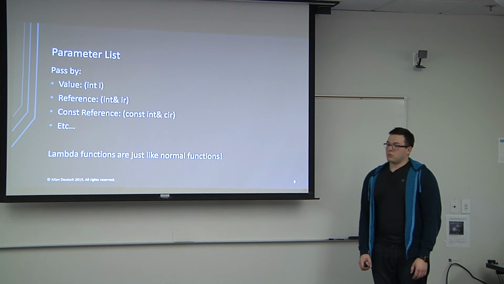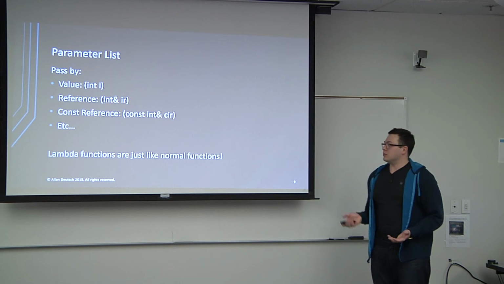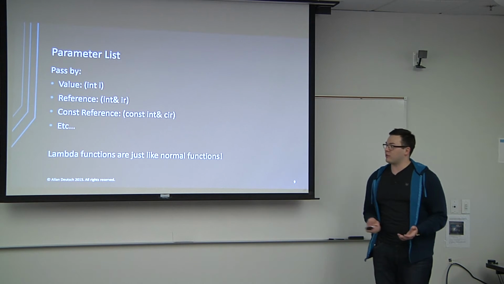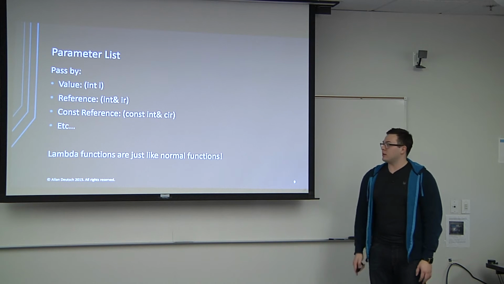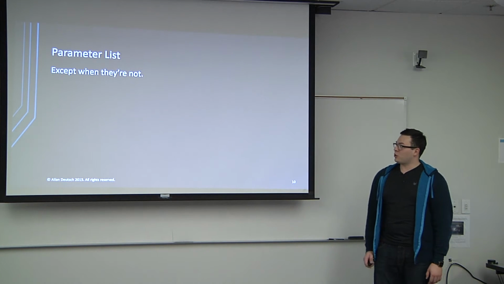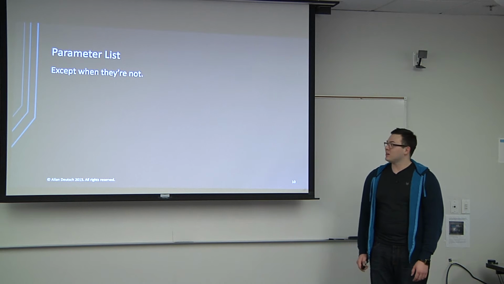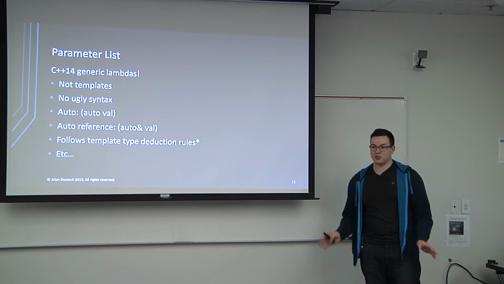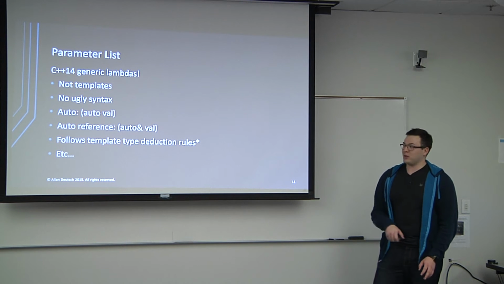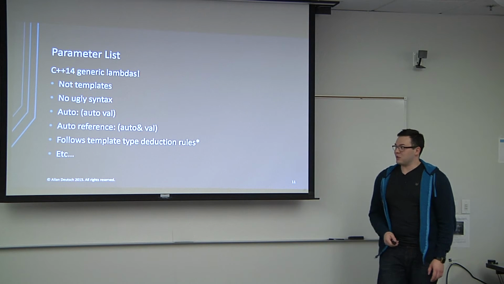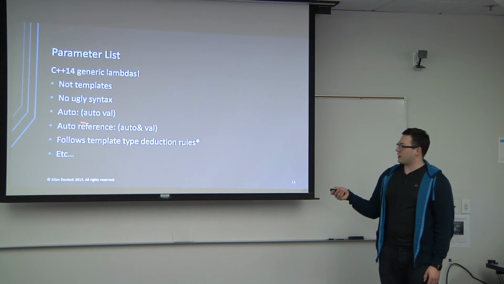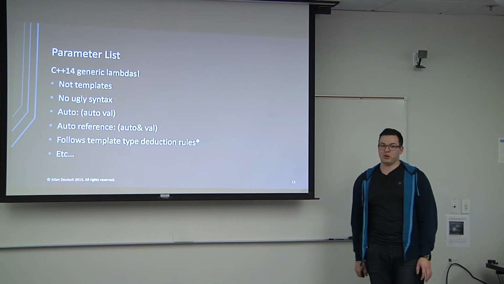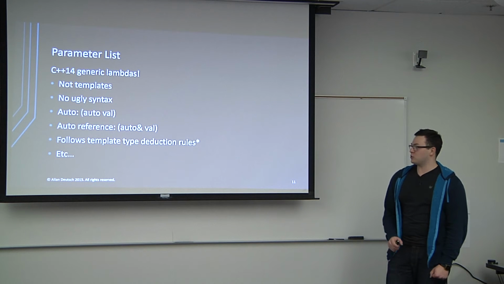So the parameter list works kind of like a normal function. You can pass it values or arguments by value, by reference, by const reference, however you want that you would normally do it. But they're not quite a regular parameter list, because in C++ 14 we get generic lambdas, which are the lambda solution to templates. But rather than being templates, they use auto. So there's no ugly syntax. So you get to do cool stuff like this, where you just say auto val, and it'll just figure out what auto is without all of that extra template boilerplate you would have on a regular function, which is super nifty.